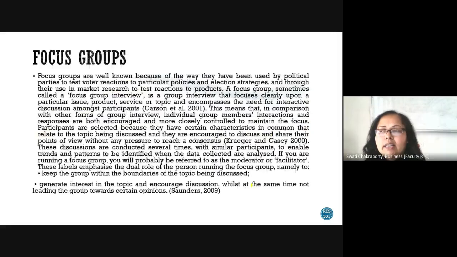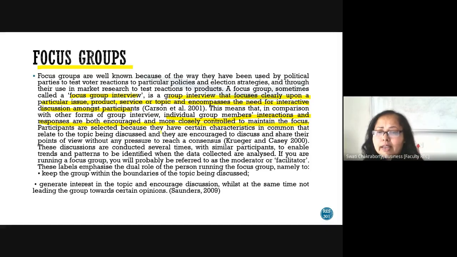Okay. Next is focus groups, right? Focus group. What is a focus group? A focus group is also called a focus group interview. It's a group interview that focuses clearly on a particular issue, product, service, or topic, and encompasses the need for interactive discussion amongst all the participants, which means individual group members interact and responses are both encouraged. So they interact and they should also respond, and that is encouraged, which is closely monitored and controlled to maintain their focus on the topic, right?